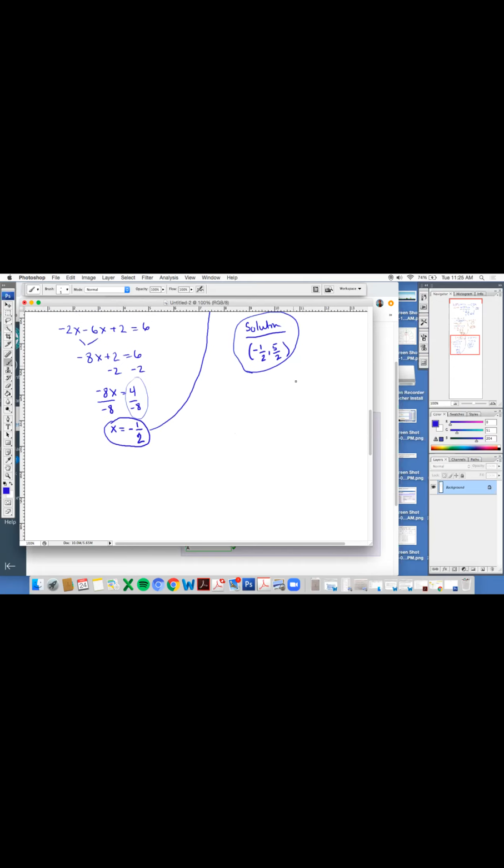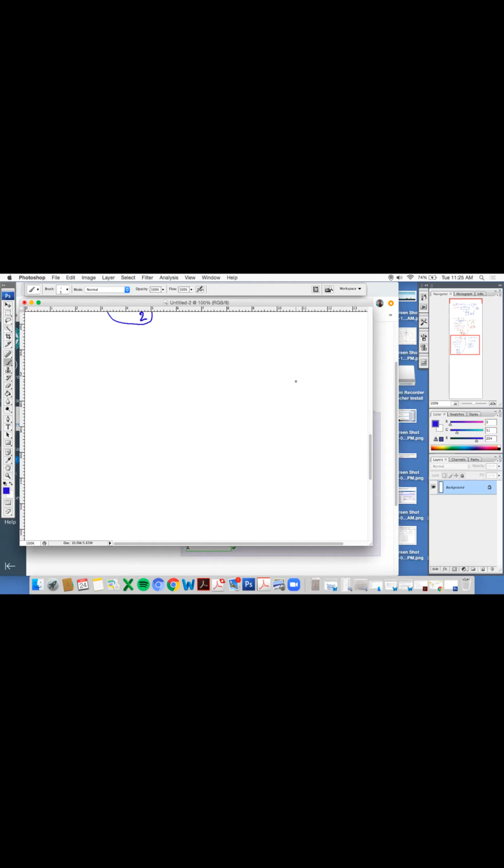Okay. All right, let's do one where we have to do a little bit of extra work at the beginning. So we have negative 2x plus y equals 10. Negative x plus 2y equals 16.